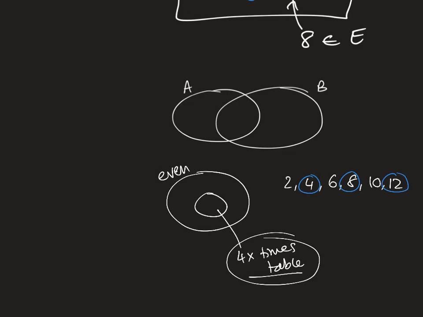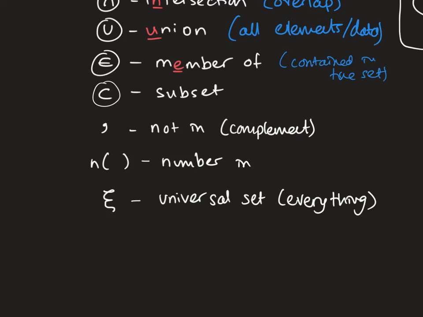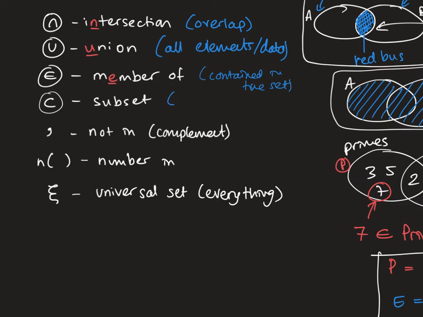So what we could do here is say, let's call this set F, and I'll call this one set E, where E is evens and F is the 4 times table. We could say that F is a subset of E, because F is within E. So this is my set F here, and it's within the E. That's where we use this subset symbol, and it just means it's contained inside.